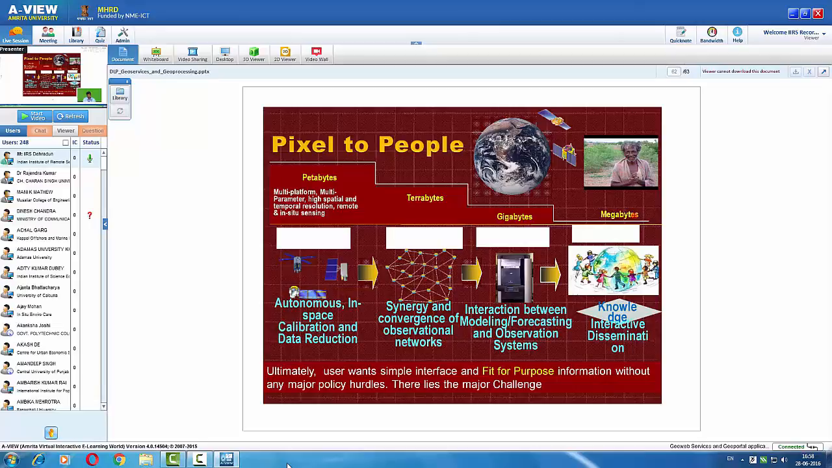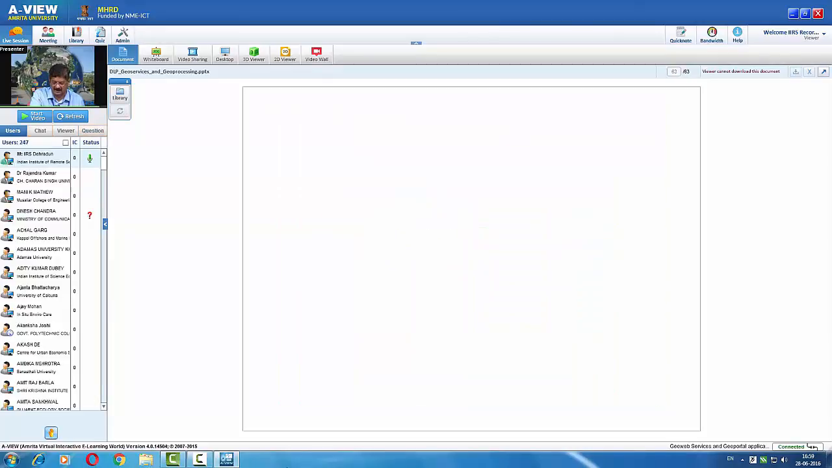So ultimately, the user wants a simple interface and fitness for purpose. This is the crucial part of the whole remote sensing as well as GIS platform applications, where we must know the end user requirements and tailor the solutions so fast and in such an automated way that we are in a position to provide the needed people information in time and with the best possible means, and improve the accuracy and quality of the data. So this is a major challenge in geospatial technology applications.